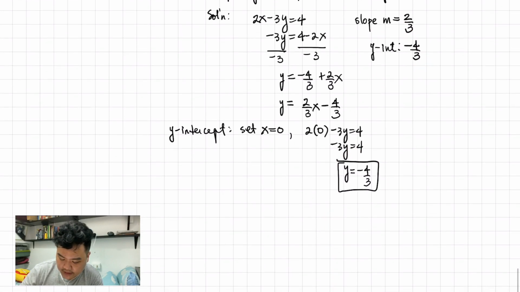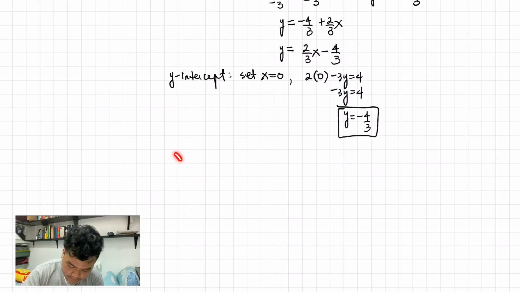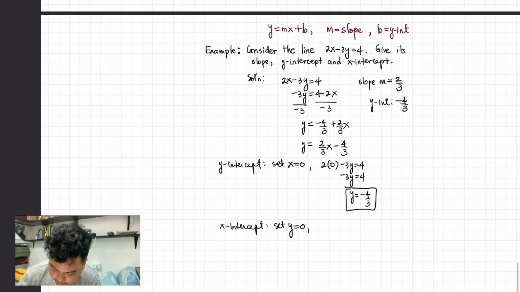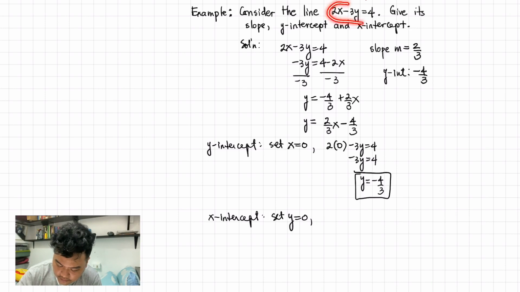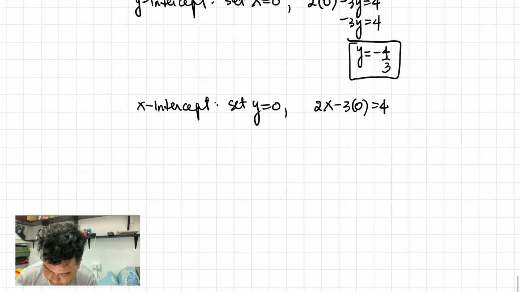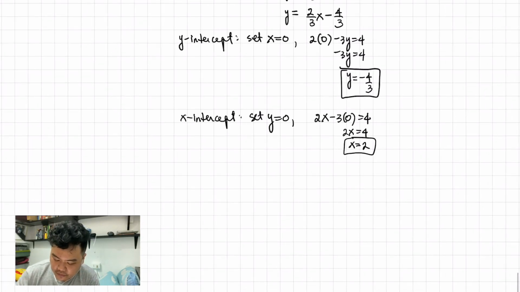And how do you solve for the x-intercept? For the x-intercept, just set y to 0. So let us use this equation and set y to 0. We get 2x minus 3 times 0 equal to 4. So 2x is 4. Divide both sides by 2, x equal to 2. So the x-intercept is 2.